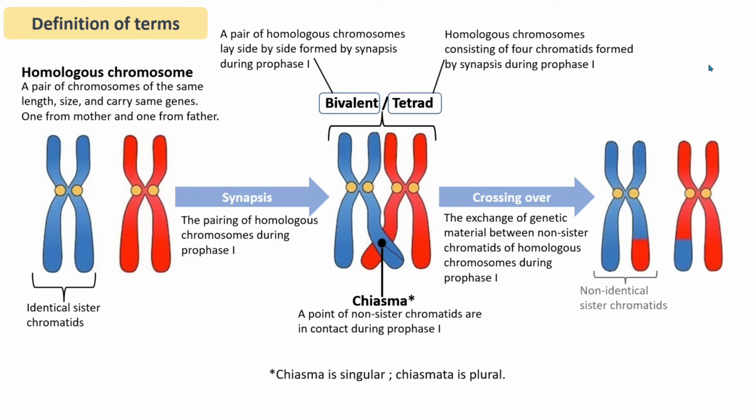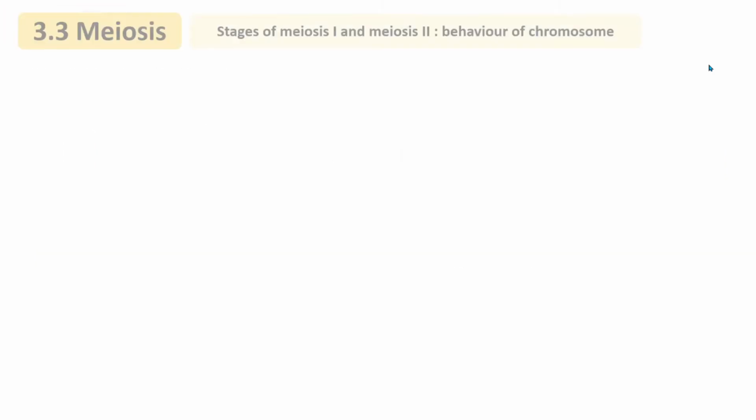Crossing over may produce non-identical sister chromatids, which means one of the chromatids is a non-recombinant chromatid, without exchanged genetic material, and the other is a recombinant chromatid, carrying exchanged genetic material. Well, now, let's continue our lesson about meiosis.